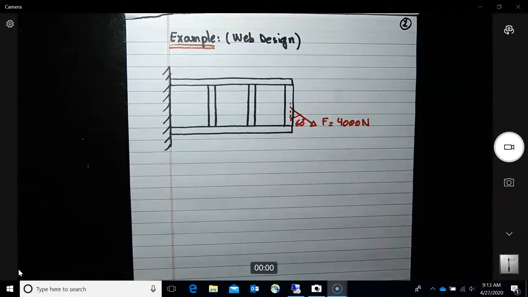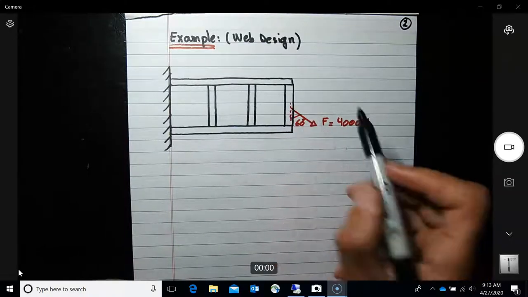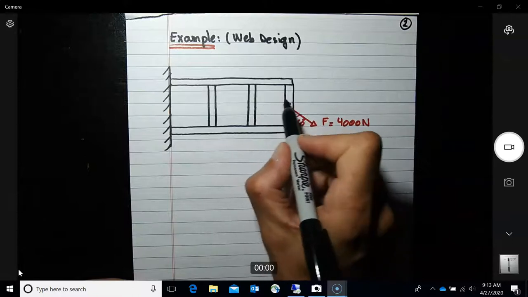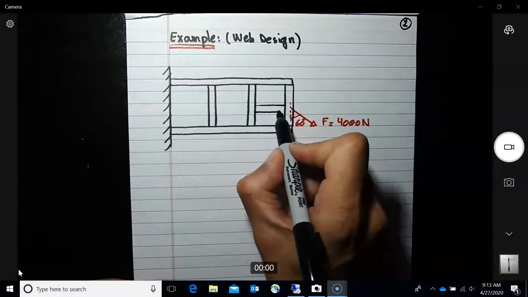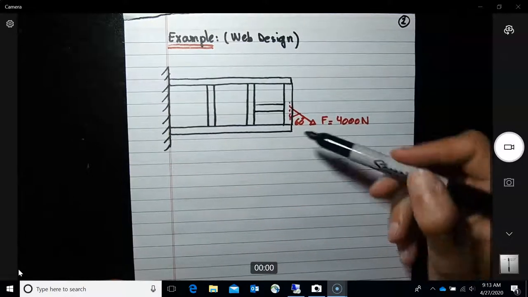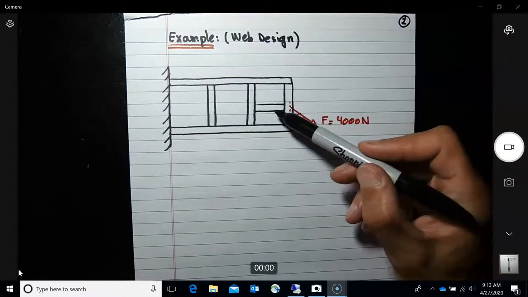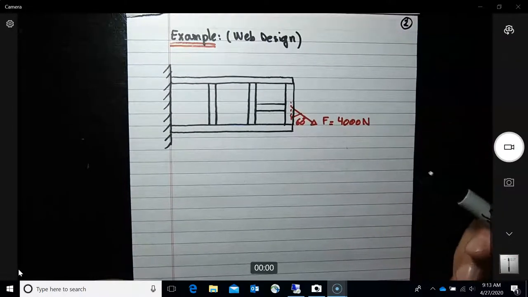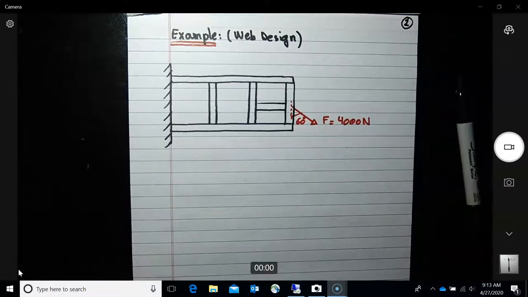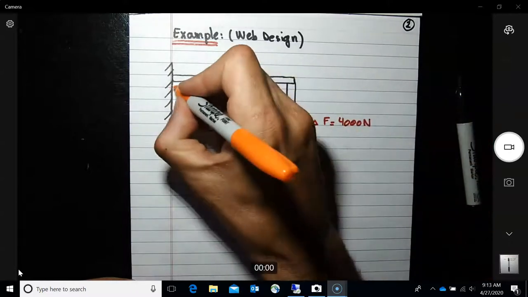Alright, so is this a good or bad design for this? So this should be bad. So if we want to have a better design, what should we do? We should put some type of flange over here, okay? Because we want to have one stiffener to carry the Y component of the force, and another stiffener or flange to carry the X component.